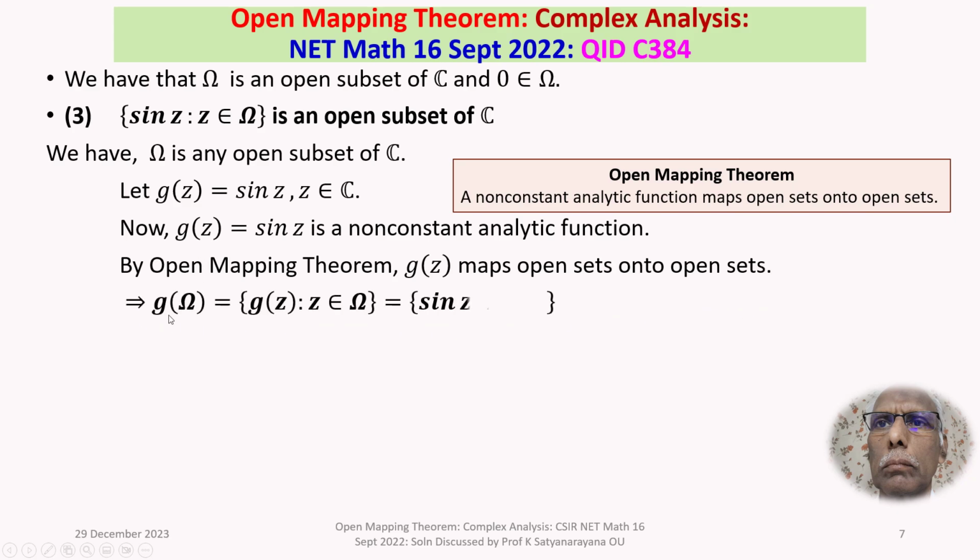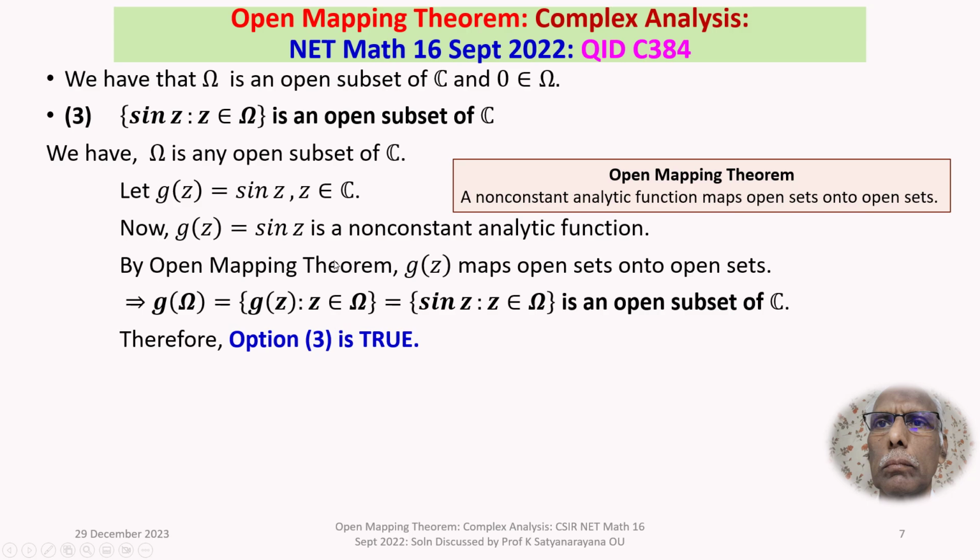This implies g(omega) is open, where g(omega) is the set consisting of g(z), z belongs to omega. That is, the set consisting of sin z, z belongs to omega, is also an open subset of C, because omega is open. Because g is a non-constant analytic function, it follows by the open mapping theorem that g(omega) is also open. Therefore, option 3 is also true.